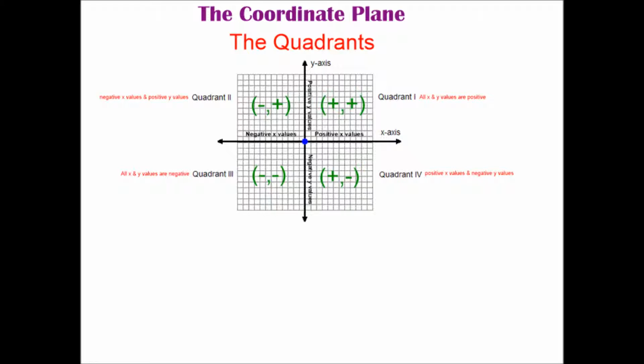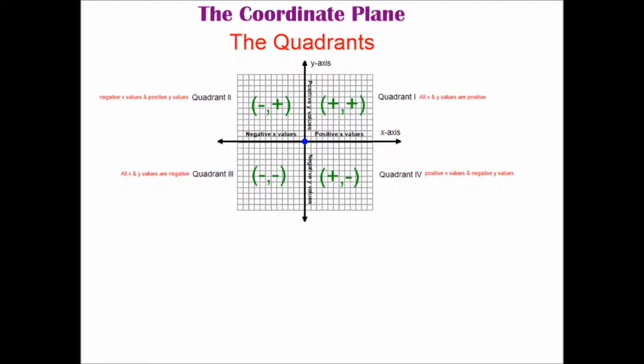The blue point is at point -3, 0. Starting from the origin, we move 3 places to the left along the x-axis because it's a negative x value, and we do not move up or down along the y-axis because our y value is 0. So this point lies on the x-axis.